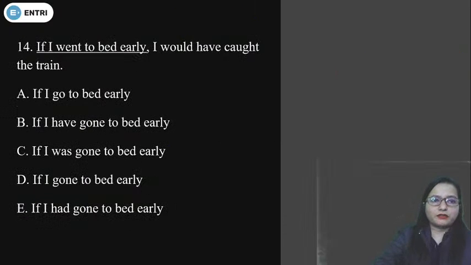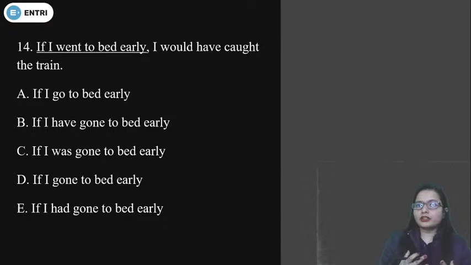Okay, so the next question we have: if I went to bed early, I would have caught the train. Now, what would you mark for this question? If I went to bed early, that means if I slept early, I would have caught the train. So the sentence is saying that I was not able to catch my train because obviously I didn't get up early.